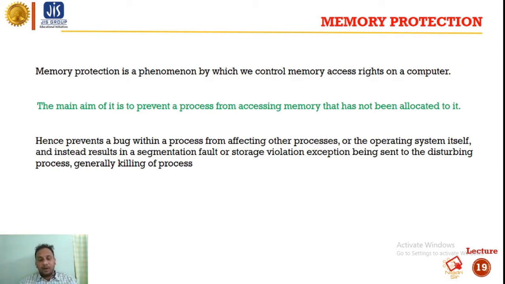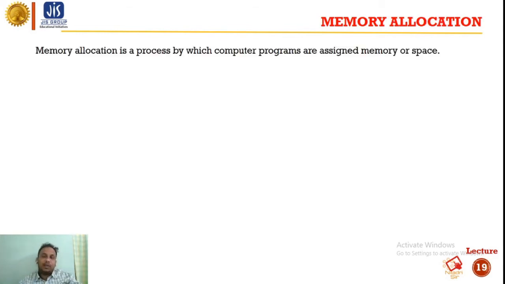Now, what is memory allocation? It is a very important process by which computer programs are assigned memory or space. It has basically two parts: one is low memory and the other is high memory. Low memory means the operating system resides in this type of memory, and in the case of high memory, user processes are held in high memory.